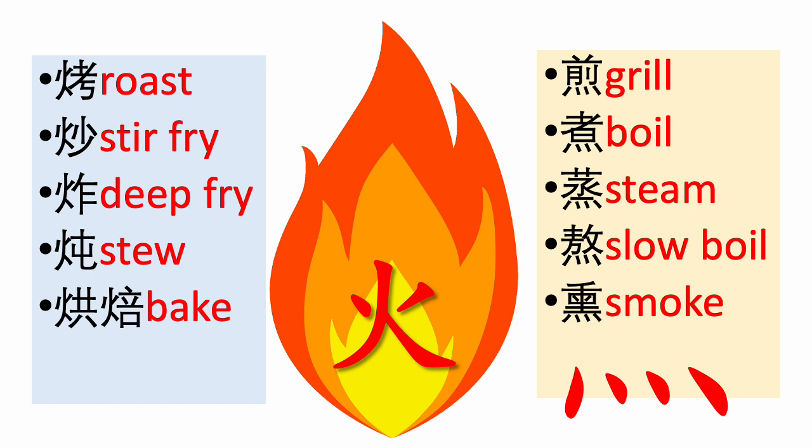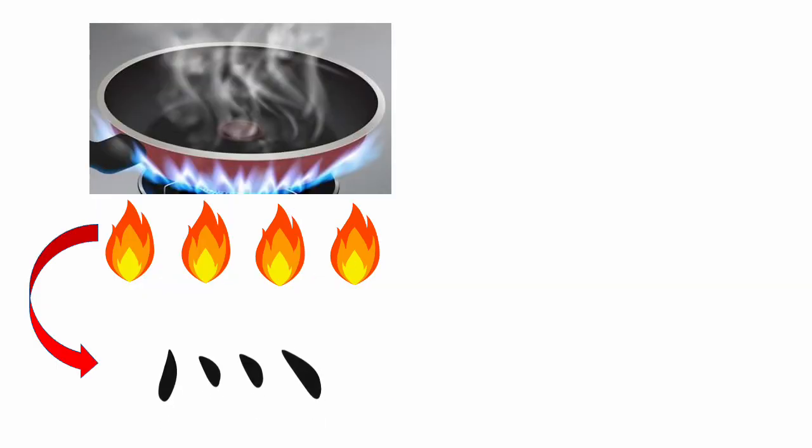However, for some cooking methods, we don't see a fire radical in the corresponding characters. Instead, we see 4 dots at the bottom of the character. Why is that? Actually, the 4 dots in this radical illustrate some small flames below the pan or pot. So characters with this 4 dots radical are typically related to fire as well.